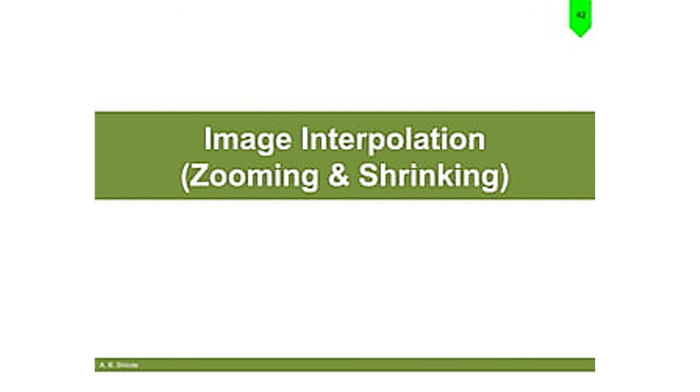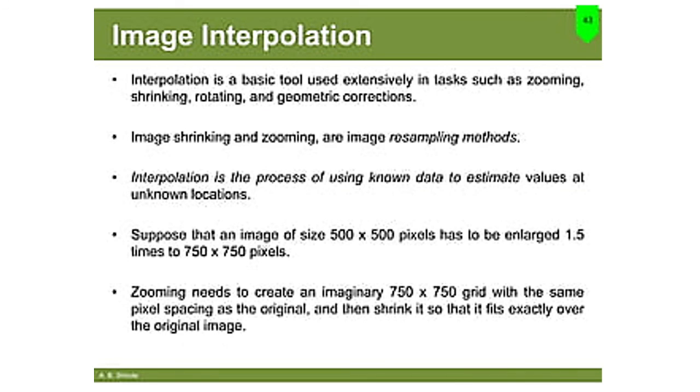Next, lastly, we will see about image interpolation, that is zooming and shrinking. Interpolation is a basic tool. It is extensively used for zooming, shrinking, rotating and geometric corrections. So here we will see about image shrinking and zooming, that is the resampling methods. So what is interpolation? It is the process of using known data to estimate values at unknown locations.